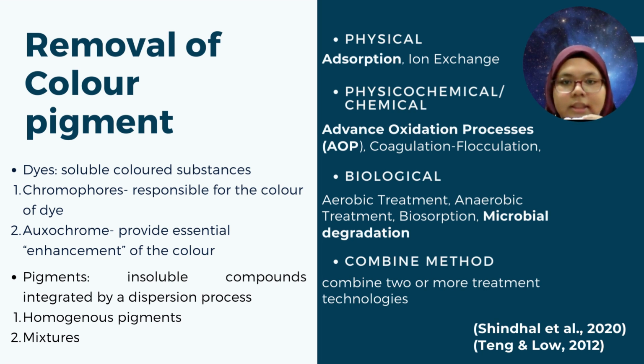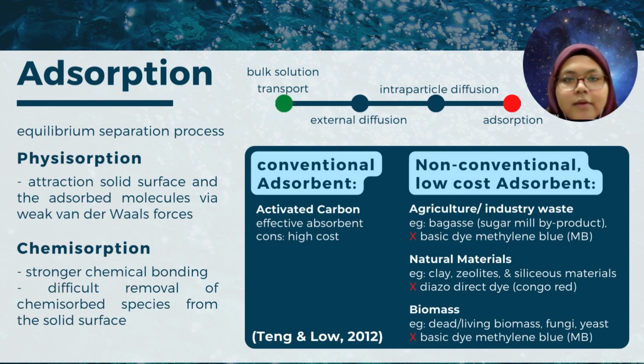Based on several studies, color pigment can be removed effectively by the physical method, physicochemical or chemical method, biological method, combined method, as well as the advanced method. Now we will look into the first technology in color pigment removal, which is adsorption. Adsorption is the well-known physical method in removal of color pigment. Adsorption is an equilibrium separation process, and there are two types of adsorption process, which are physisorption and chemisorption.